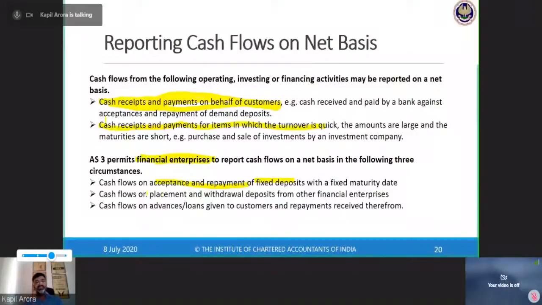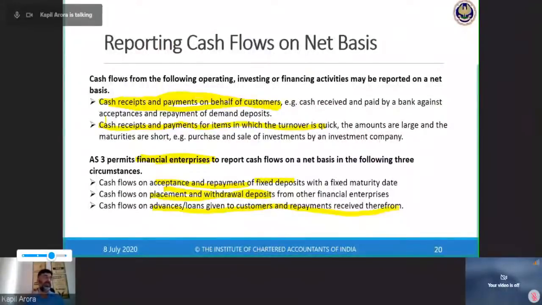For the same reason, placement and withdrawal of deposit, when you go to the bank, deposit money, take the money out, all these things will be taken on the net basis. Advances or loans given to the customer and repayment received. How much loan we have given, how much loan has been paid back, all these things can also be treated in the net amount, right? They are only allowed to the financial institutions.